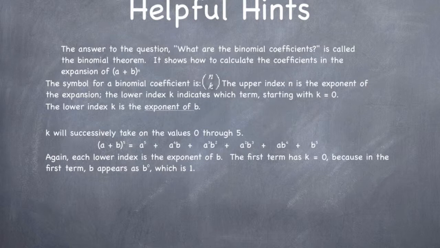k will successively take on the values 0 through 5. a plus b to the 5th equals a to the 5th, and then when the power is 4, it equals a to the 4th b plus a to the 3rd b to the 2nd, and so on and so forth, so the exponents always add up to 5. Exactly. Again, each lower index is the exponent of b. The first term has k equals 0 because in the first term, b appears as b to the 0, which is 1.